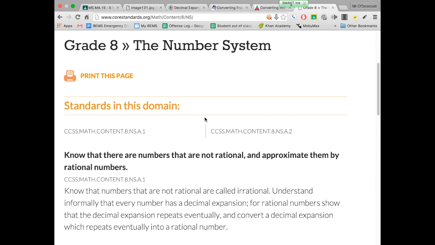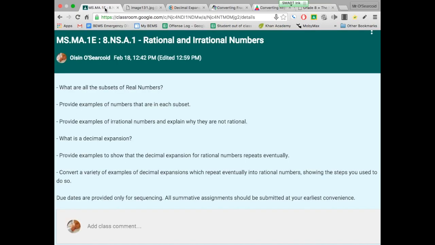8.NS.A.1 asks us to know that numbers that are not rational are called irrational, to understand informally that every number has a decimal expansion. For rational numbers, show that the decimal expansion repeats eventually and convert a decimal expansion which repeats eventually into a rational number. The first part would be to understand all of the subsets of real numbers.